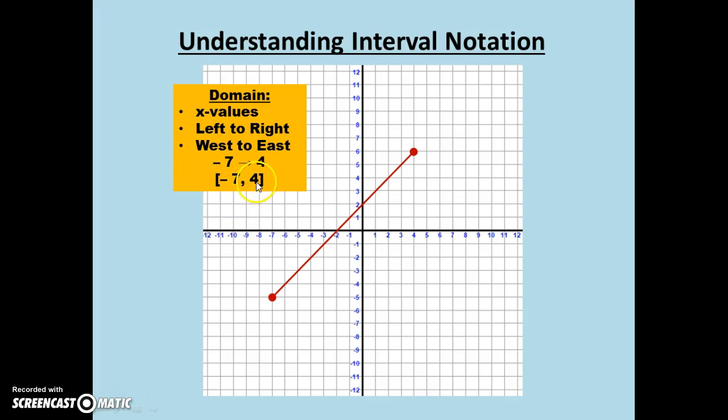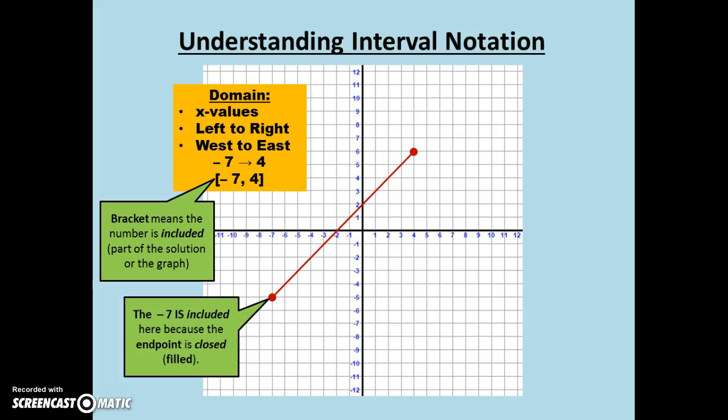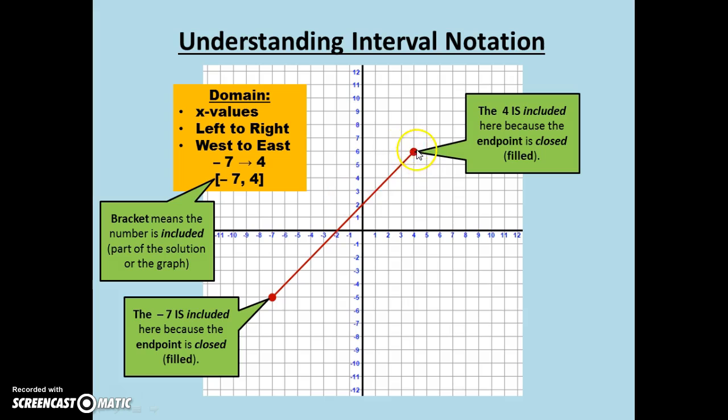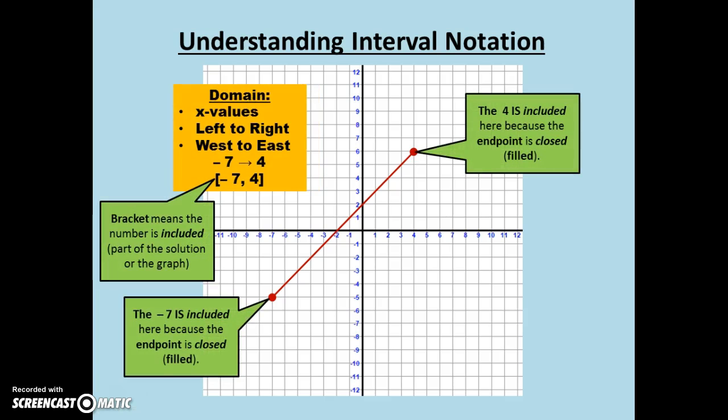Notice something, though. These have brackets on both sides. Now, brackets mean that the endpoints are included. So in this case, the -7 is an endpoint, and because that endpoint is closed, -7 is part of that domain. And once again, brackets mean that it's part of the domain. On the other side, you can see the 4 is also filled in, so the 4 is also part of that graph. So the 4 is the other end of that domain. So once again, the domain of this goes from -7 to +4, and -7 and +4 are included. They're part of that graph.